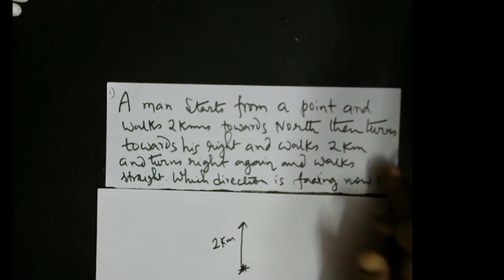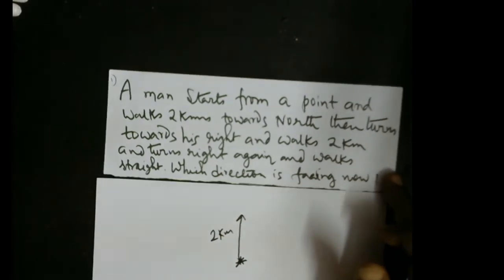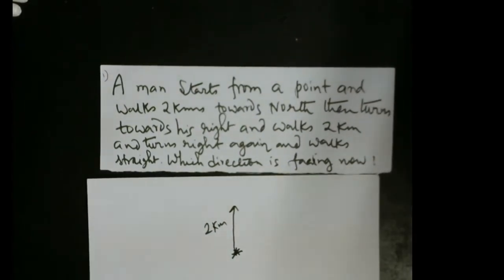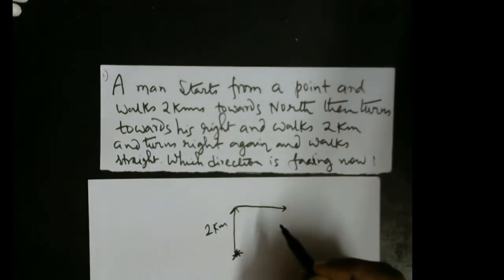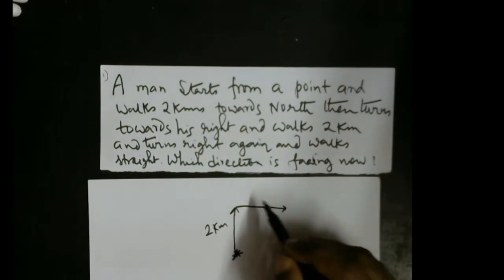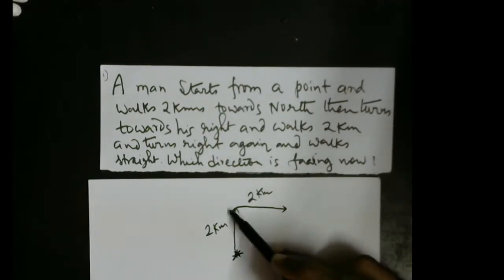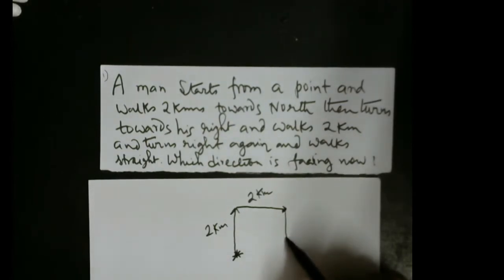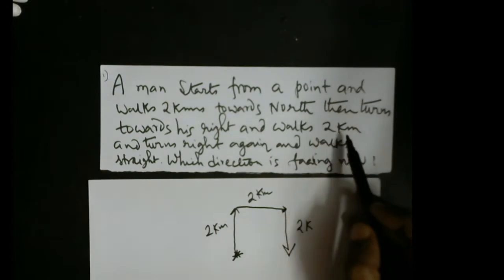Normally we don't have the distance concept in direction, but sometimes it is very important. The distance will matter. After walking 2 kilometers, he turns towards his right. Think as if you are walking and your right hand side is which direction? This is the east direction. Again he walks 2 kilometers. After that, he turns right again. Now your right hand will be towards south. So he walks 2 kilometers again.